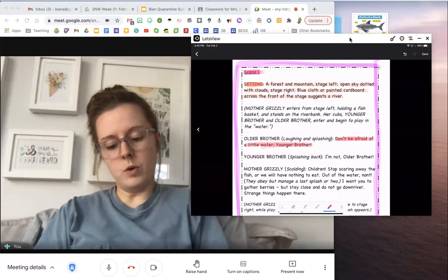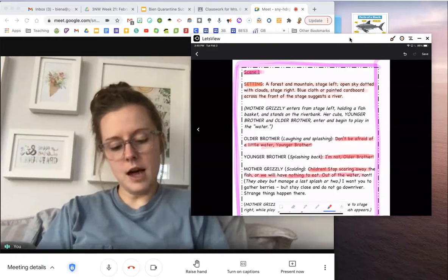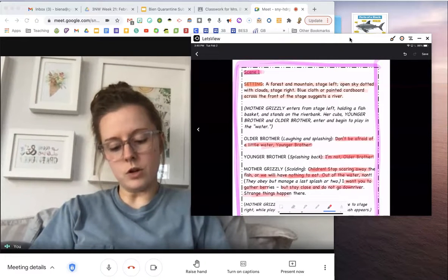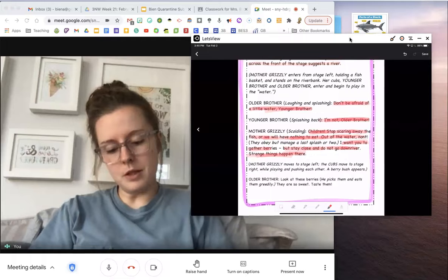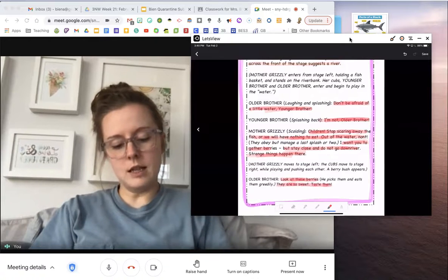Don't be afraid of a little water, younger brother. I'm not, older brother. Children, stop scaring away the fish, or we will have nothing to eat. Out of the water, now. I want you to gather berries, but stay close and do not go down river. Strange things happen there. Look at these berries. They're so sweet. Taste them.